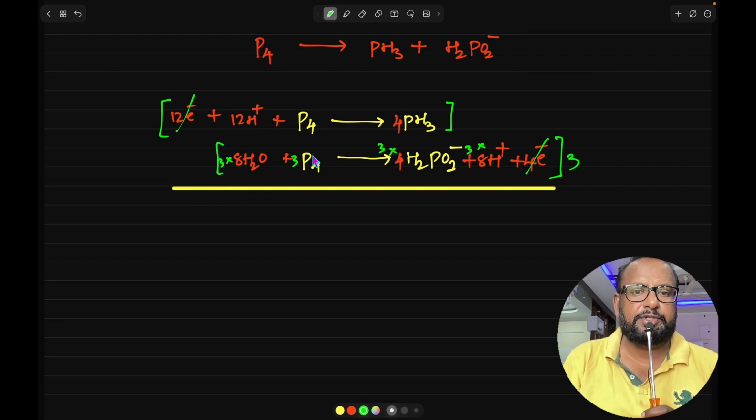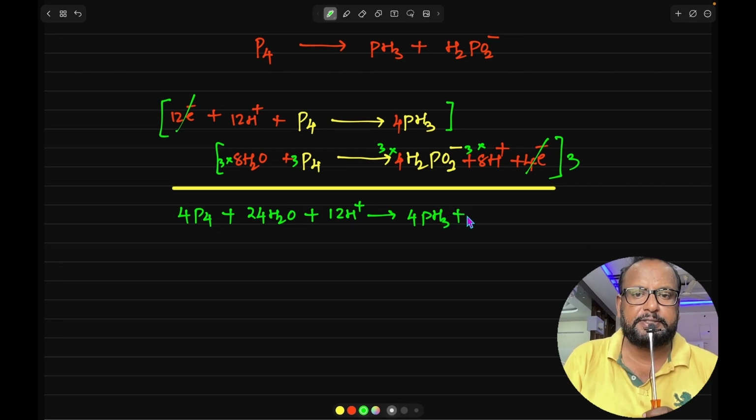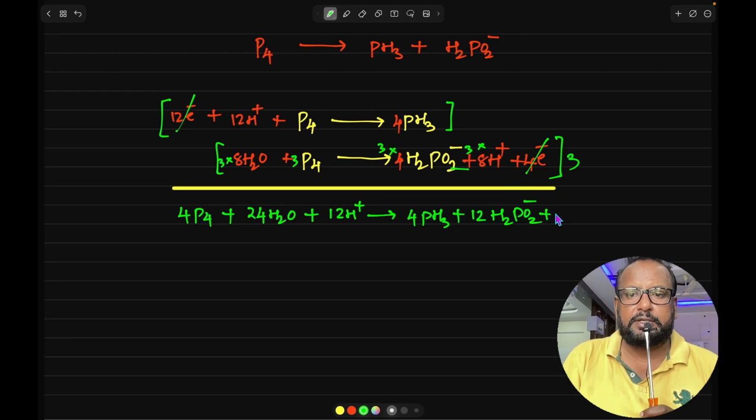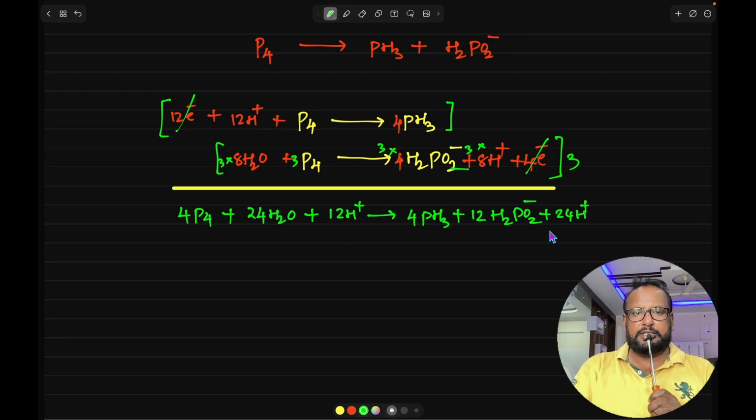Now I'll write the final equation. 3P4 plus 1P4 gives me 4P4, plus 8 3s are 24 H2O plus 12 H+ gives us 4PH3 plus 12 H2PO2- plus 8 3s are 24 H+. So this is the final reaction.